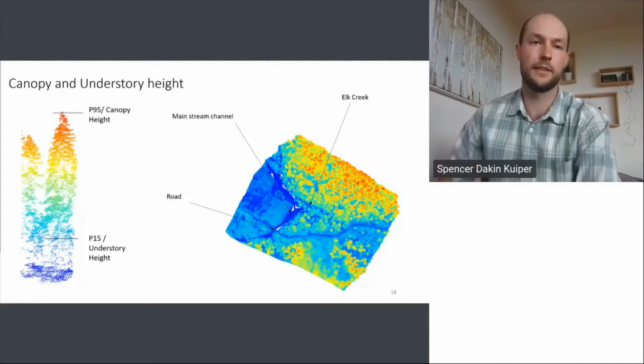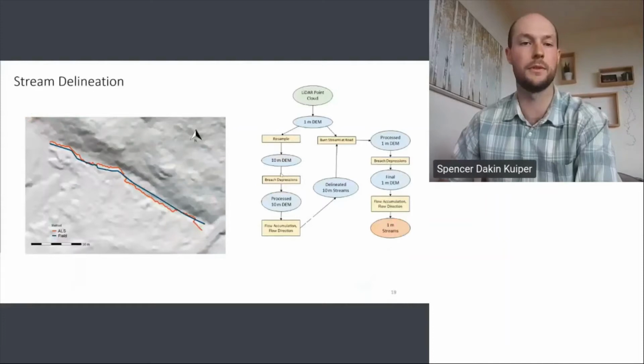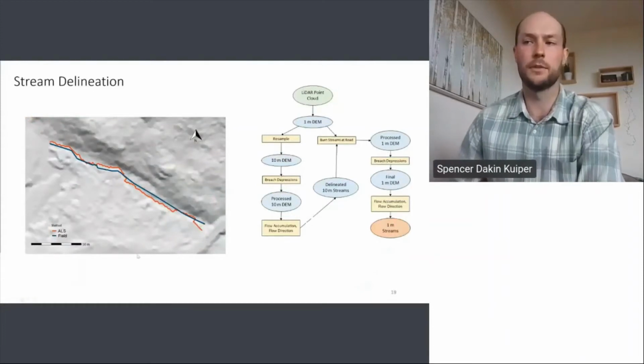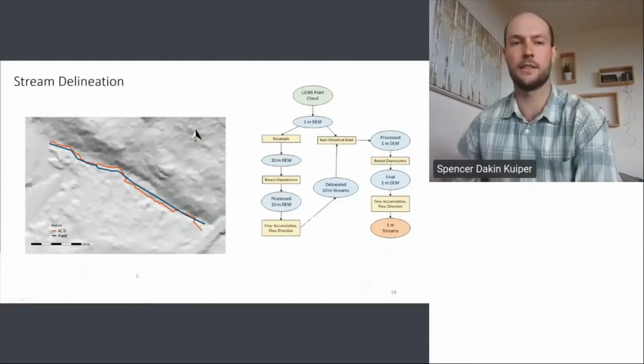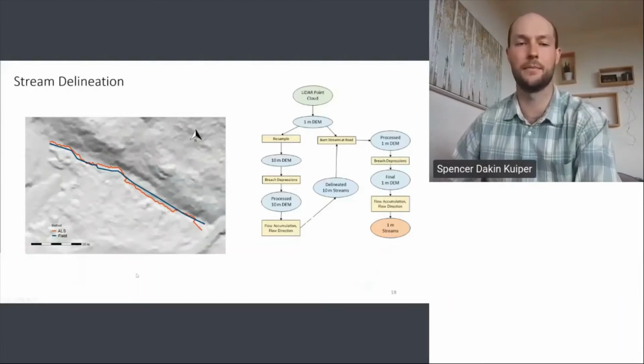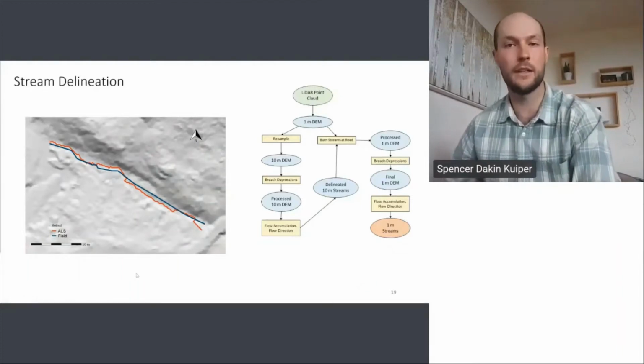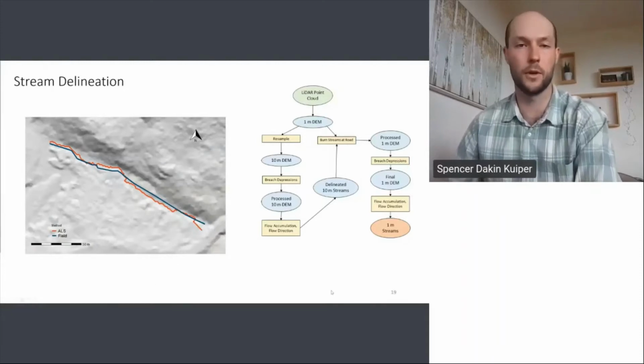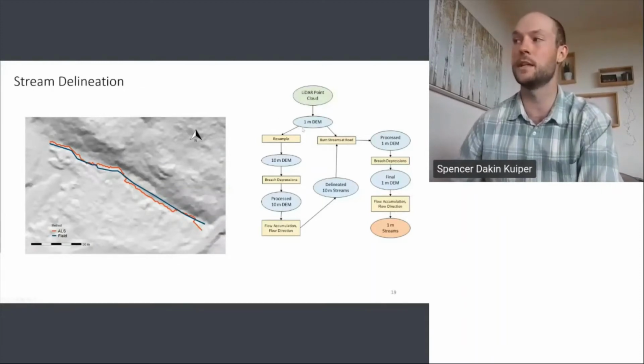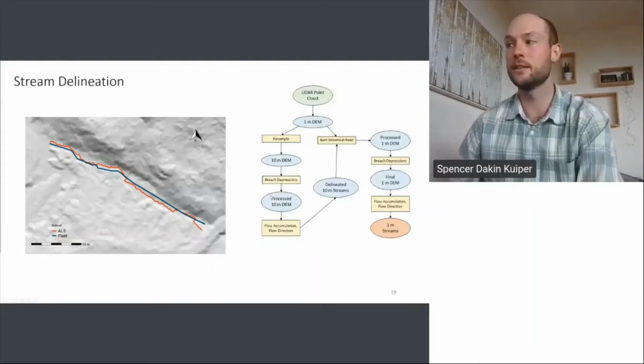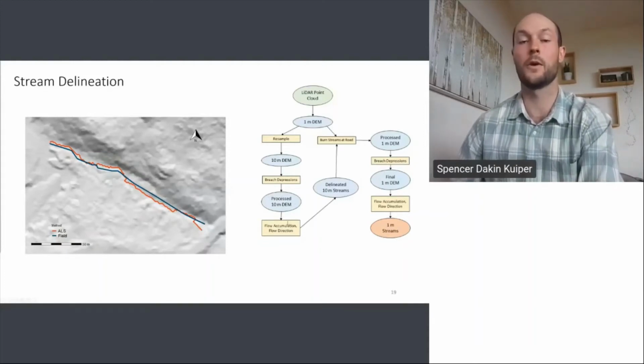After we extracted our canopy and understory height metrics and our terrain and slope metrics, it was time to delineate streams. Because our streams were so small and in such complex, steep and forested areas, we had to use a bit of a unique approach. We took a 1 meter digital elevation model, resampled it to 10 meters, and ran a breach depression algorithm to remove sinks and hills and essentially force our flow accumulation and flow direction rasters through.